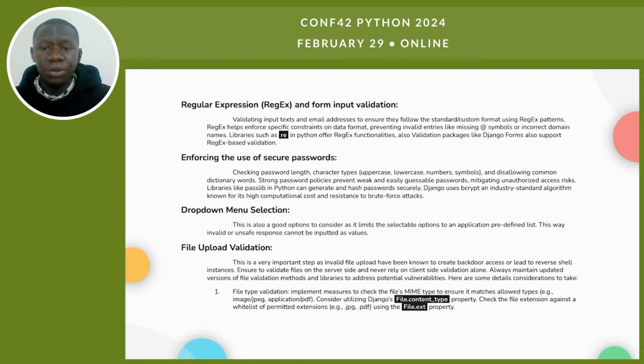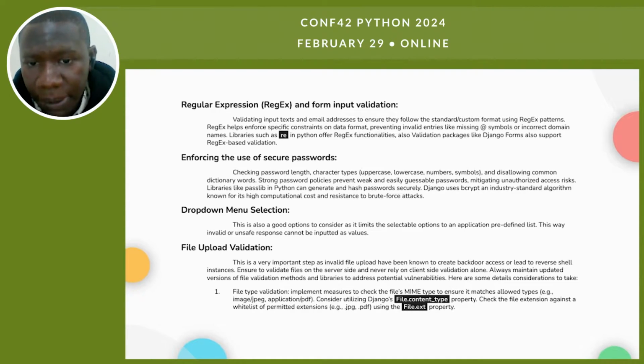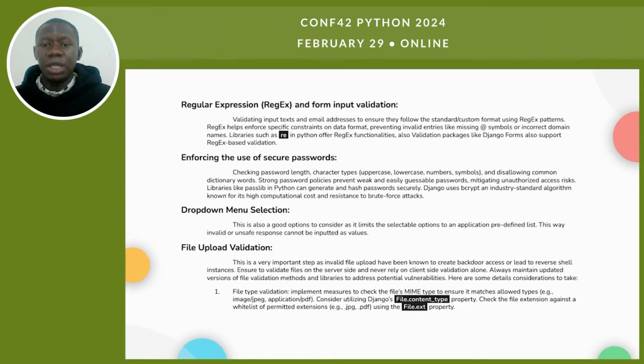Here are some detailed considerations to take. Number one, file type validation. Ensure you implement measures to check the file MIME type to ensure it matches allowed types, that is image/jpeg, application/pdf, all of that format. Consider utilizing Django's file content type property. Check the file extension against a whitelist of permitted extensions such as JPEG and PDF, using the file extension property.